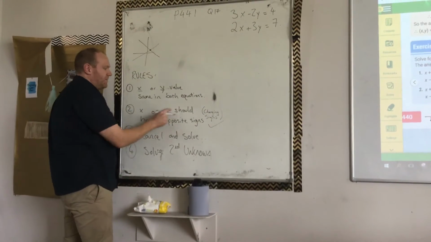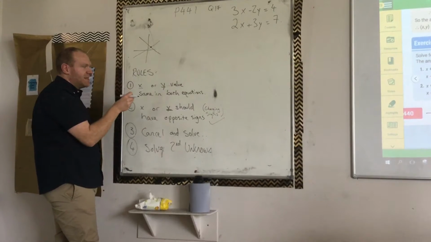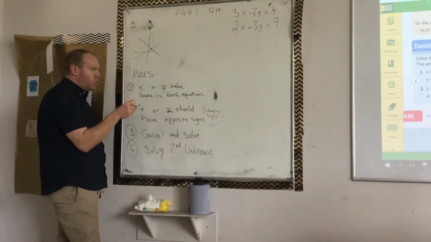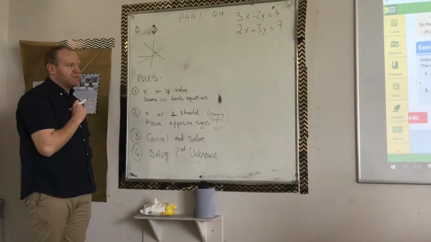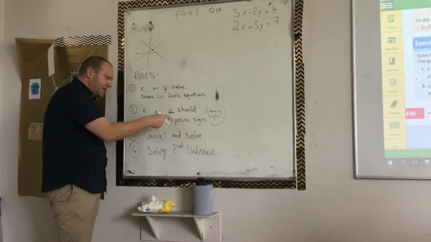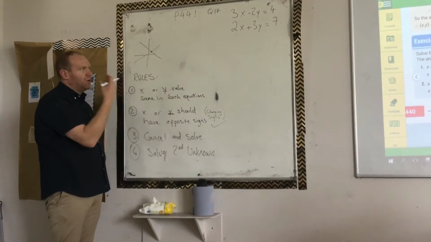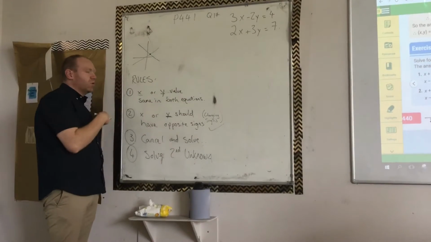And then we have to find out whichever one I've decided to work with. If the x's have the same number in front or the y's have the same number in front, then I have to make sure that they've got opposite signs. We'll see in the example in a minute. Then I cancel what I can and I solve. I work out what either x or y is, and then I use that value to work out the other one.